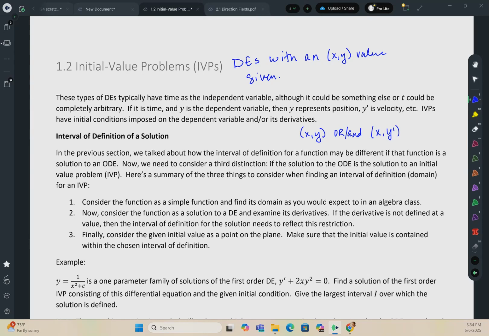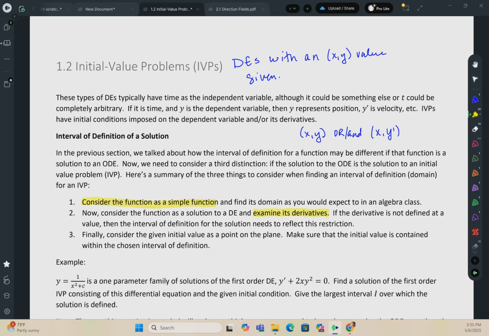So when we're talking about that interval of definition, that was something that we talked about in the previous section. When we talk about the interval of definition of a solution, we saw that we would have to consider the function as a simple function first, right? That was one of the things we did. And we would just find its domain the same way we would in algebra. But then we also had to consider the function as a solution to a differential equation and examine its derivatives. And then we had to figure out if we needed to restrict the domain more or if it was fine and it matched what we found for the simple function.